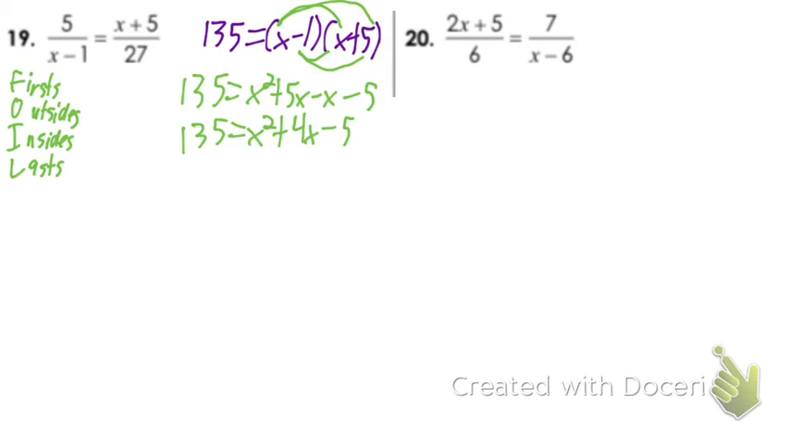So what we have to do to factor first is subtract the 135 from both sides. We have to get it equal to 0 for this to work. So 0 is equal to x squared plus 4x minus 140. To factor, we want to create two factors, two things multiplying together, that equal 0. Because when two things multiply to equal 0, at least one of those things has to be 0. Otherwise, it won't equal 0.